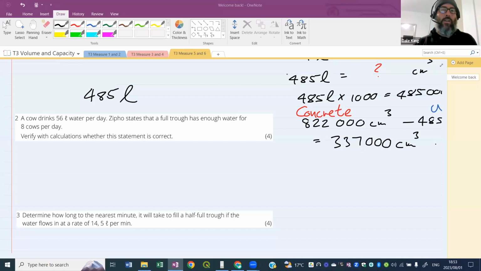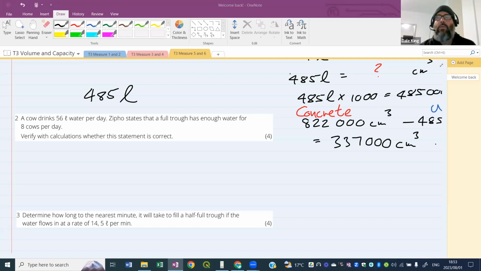All right, we're going to give you guys some time to do this one. Remember, they're asking, is the statement correct? He says that this trough will supply 8 cows per day. You should say, yes, the statement's correct, and then back it up with some calculations. So remember in the exam that you're going to say, yes, the statement is correct, or no, the statement is not correct, and then back it up with some calculations.